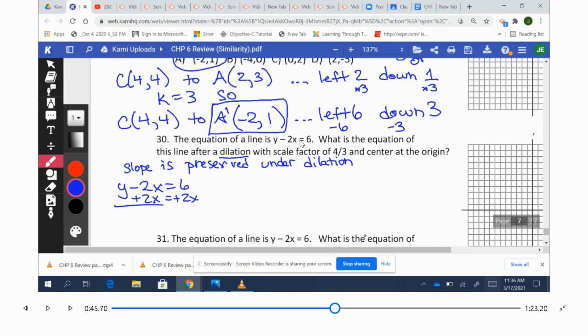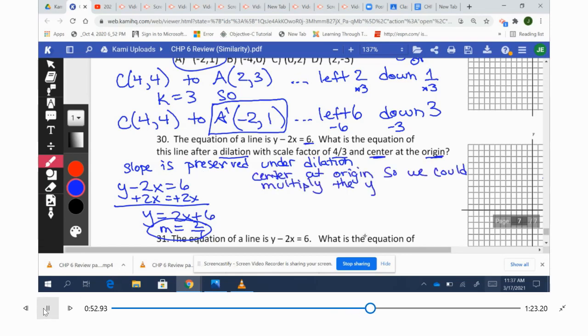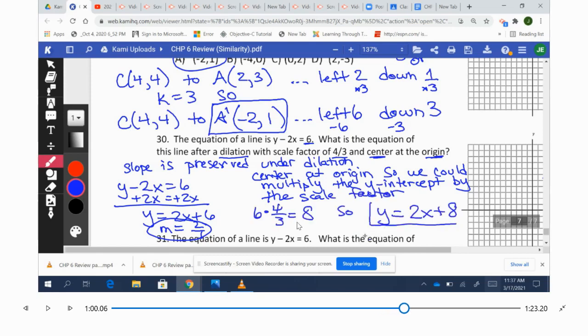Because it's the origin, I could recalculate the y-intercept using a scale factor of 4/3. So I'm just going to end up doing that. First, I got the slope of the original line is actually +2, because you have to get it in y = mx + b format. So I'm going to multiply the current y-intercept. The current y-intercept is 6. So I'm going to say 6 times 4/3 is 8. So then my new equation is same slope, so y = 2x, 2 in front of x, and then plus the new y-intercept, which is 8.